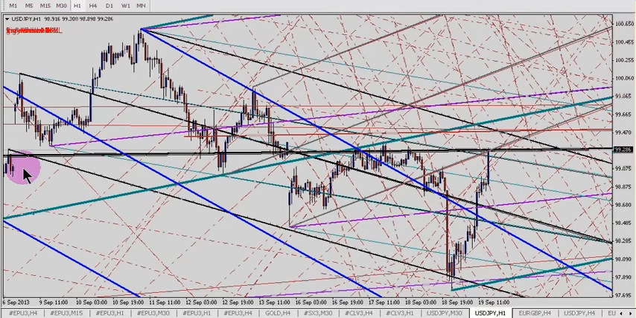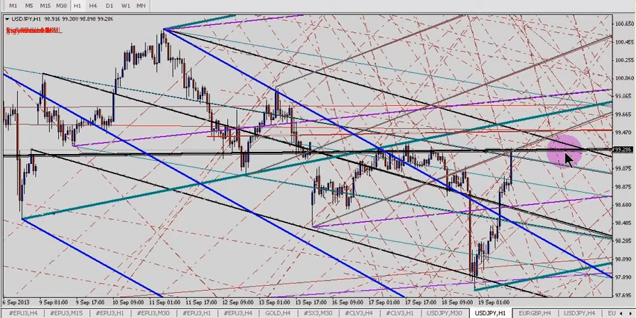Remember, these are possibly one of the most important parts of our course, these horizontal median lines, these horizontal historical median lines from the monthly time frame.